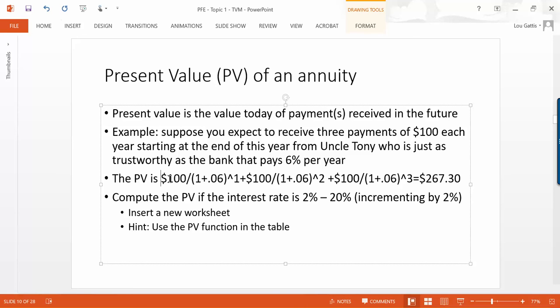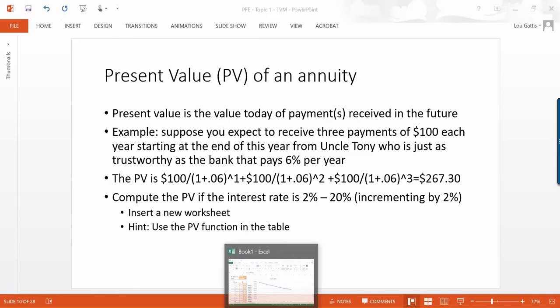Well, I could discount 3 lump sums. $100 at 6% for 1 year, $100 discounted at 6% for 2 years, and $100 discounted at 6% for 3 years. And you can say, well, that's worth $267. So what we're going to do is a little exercise, a little different than the last 3. We're going to take the value of a 3-year annuity, which is a series of equal payments spread over equal time lengths. And we're going to use a discount rate not of just 6%, but 2, 4, 6, 8, 10, up to 20. So again, I'm going to go back to my spreadsheet.